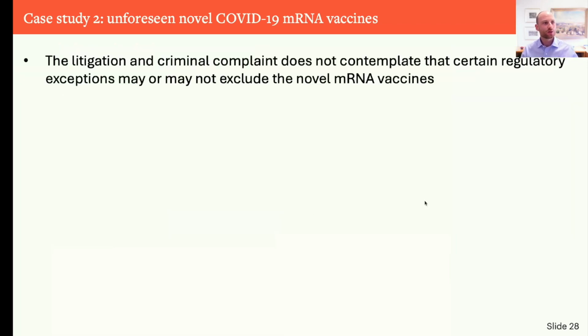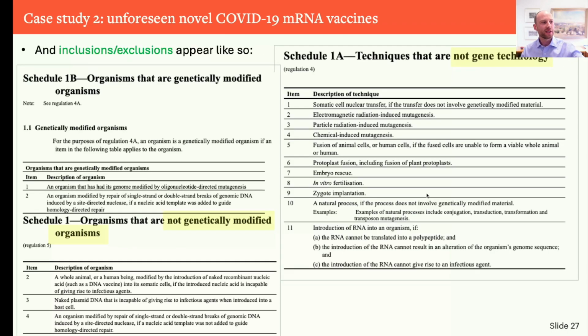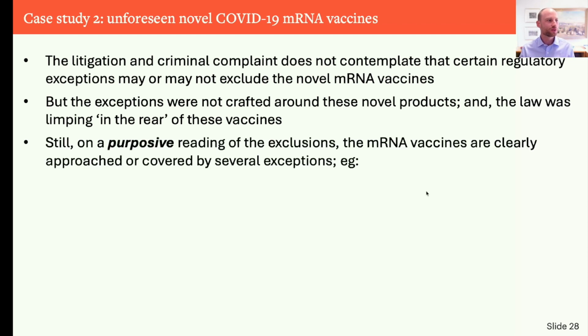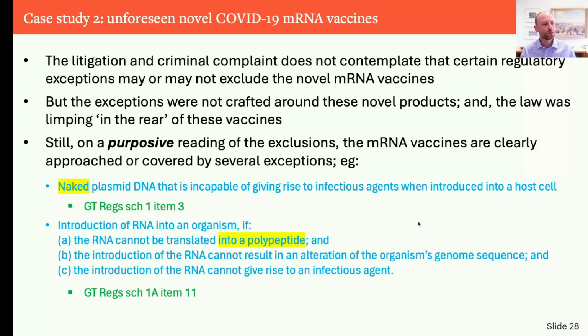Now, the litigation and criminal complaint do not even contemplate these exceptions. But the exceptions were not crafted around mRNA. And so the law could arguably be said to be limping in the rear of the vaccines when they arose. Still, when we adopt a purposive reading of the exclusions, the mRNA vaccines are clearly approached or covered by these exceptions. There are two exceptions that I think arguably apply very well. There are some problems with them as well, but I think they are overcome when we take a purposive reading.